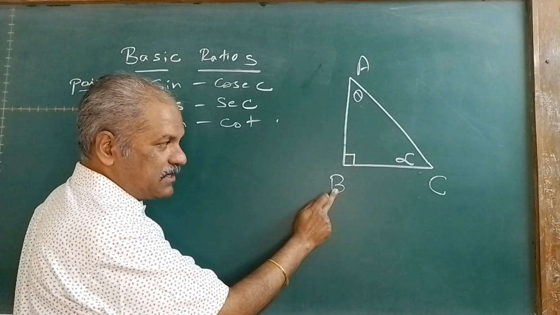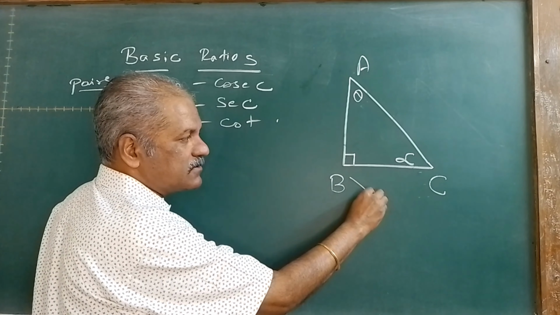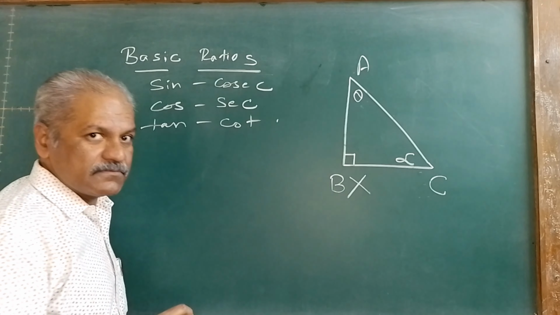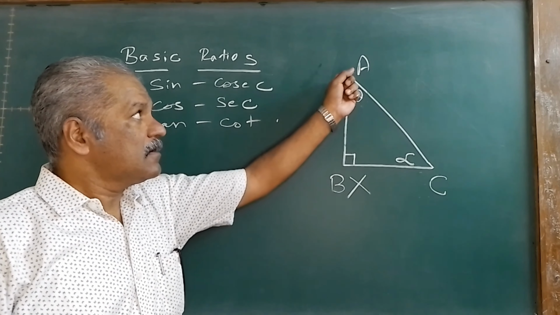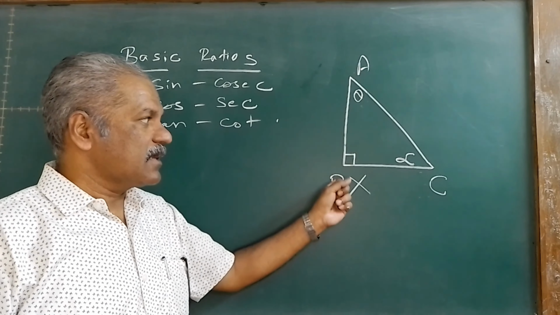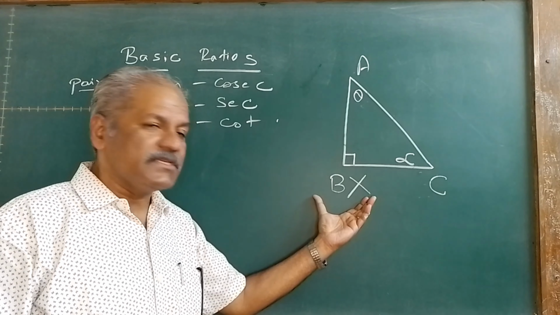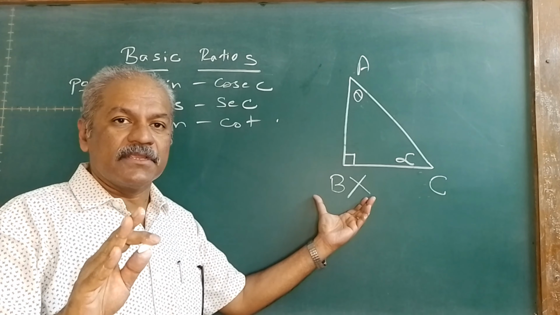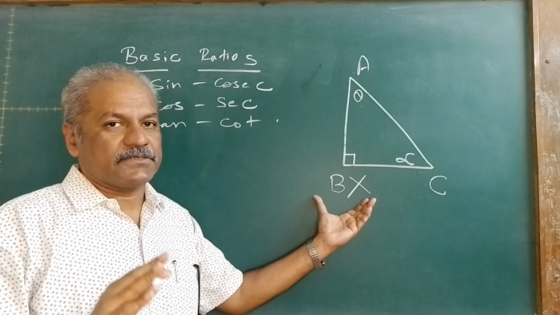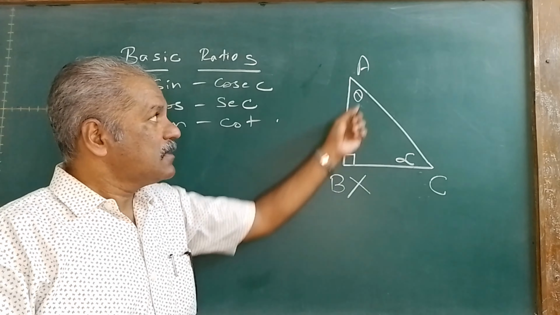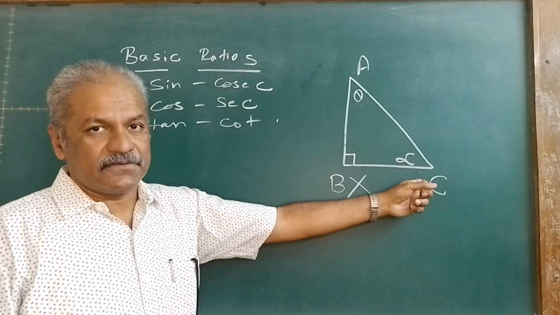Second thing, angle B is 90. So angle B will have nothing to do with trigonometry. Remember, first angle is A, second angle is B, third angle is C. Out of which angle B is 90, trigonometry, no context. So remaining what? Angle A and angle C.